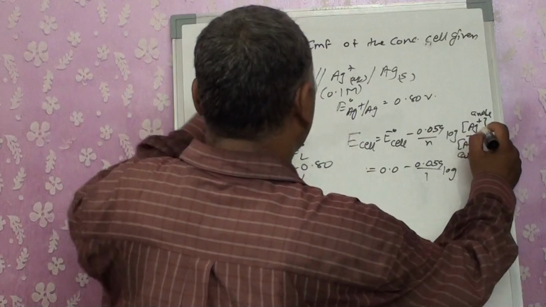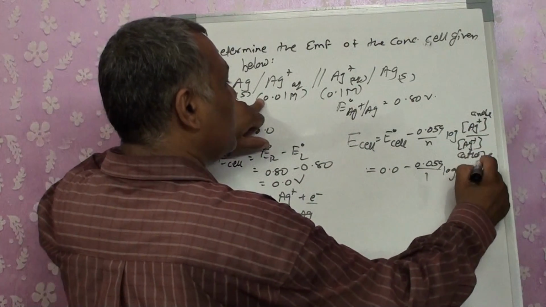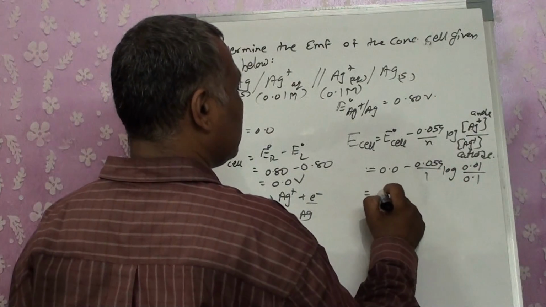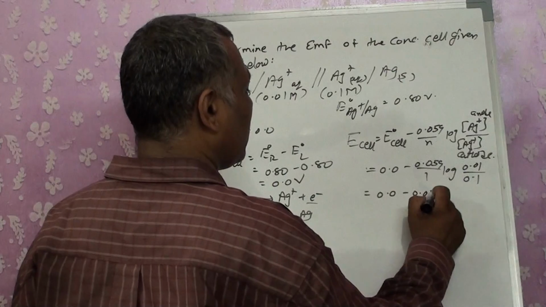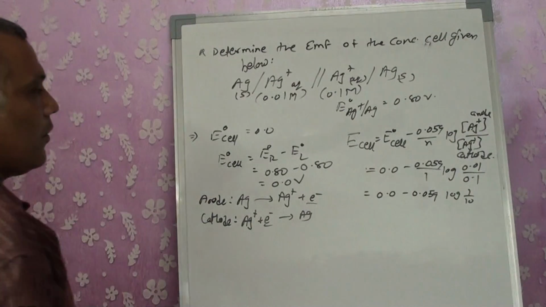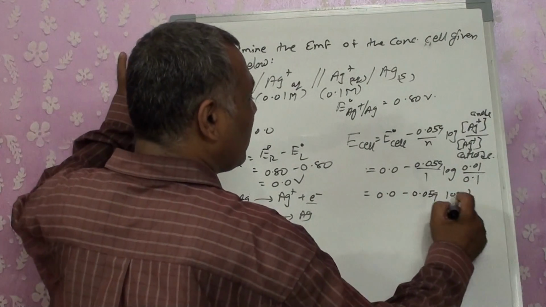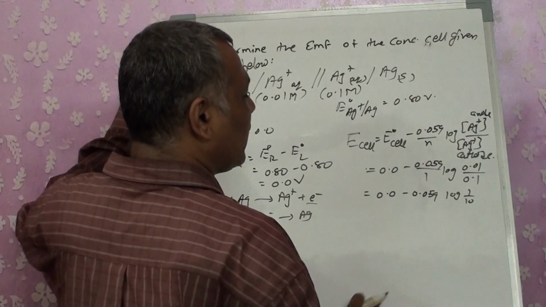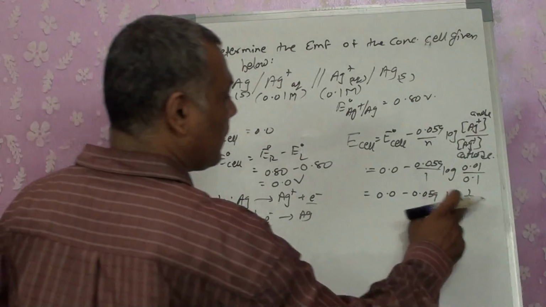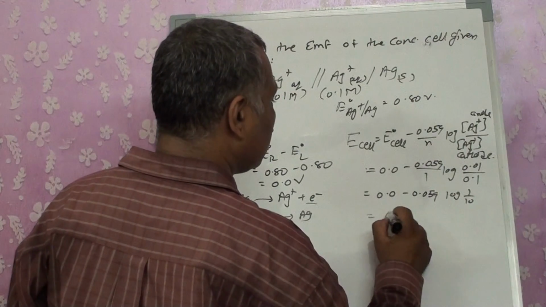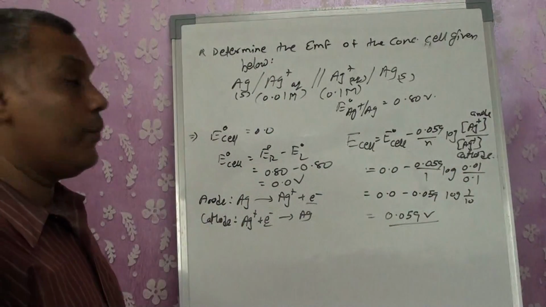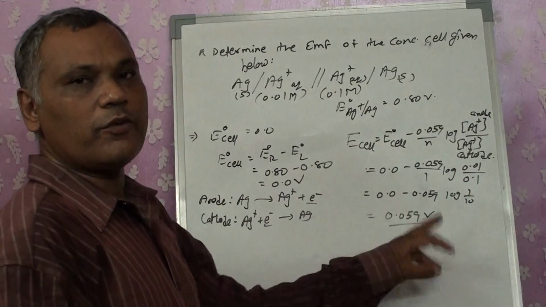The concentration at the anode is 0.01, at the cathode it is 0.1. So we get 0.0 minus 0.059 log 1 by 10. Log 1 by 10 means log 1 minus log 10. Log 10 is 1, but it is a minus. So we get the answer as 0.059 volt. Make the calculations and you will get the answer.